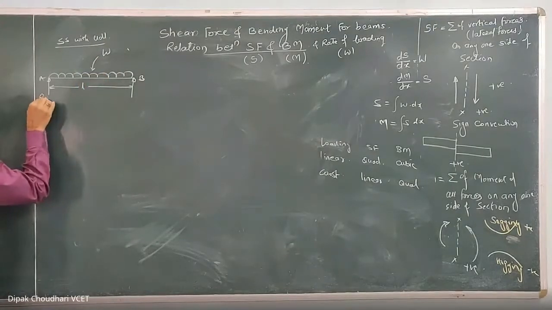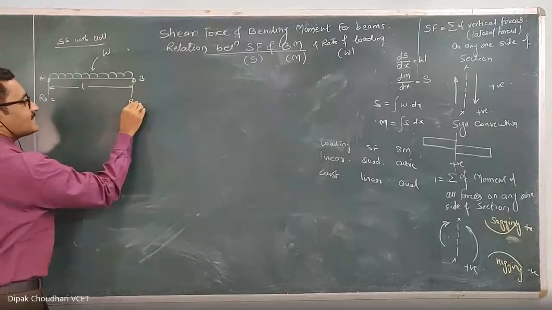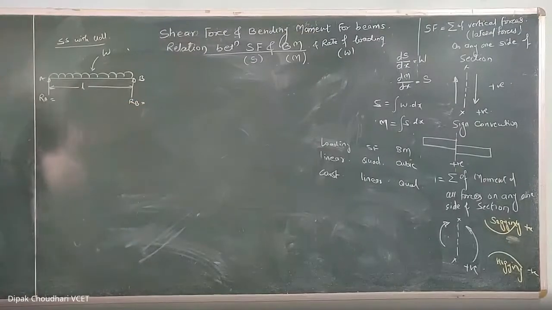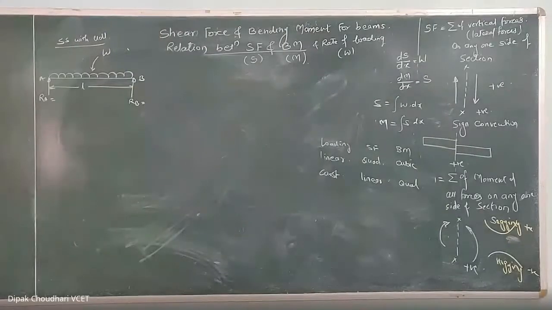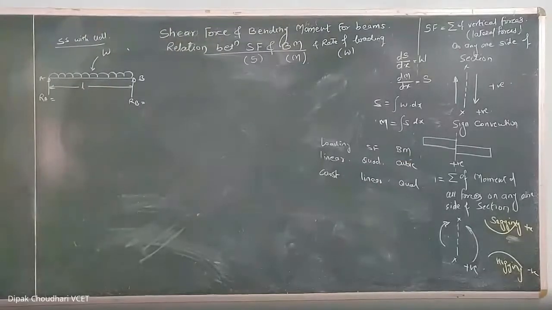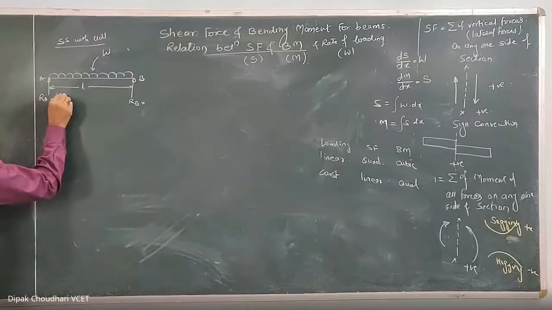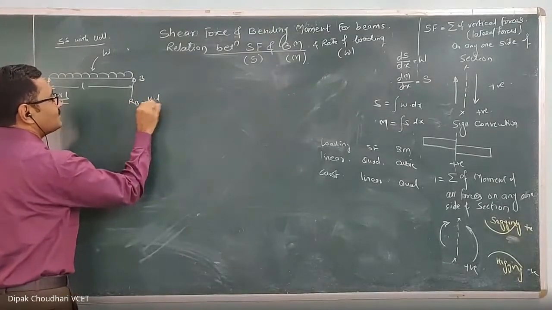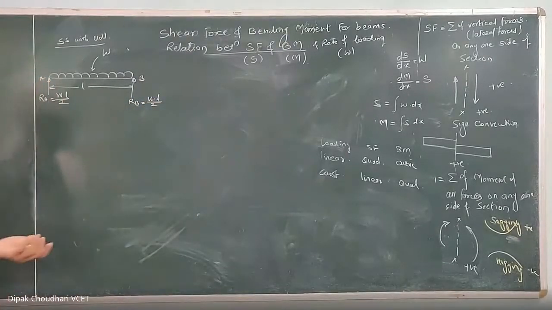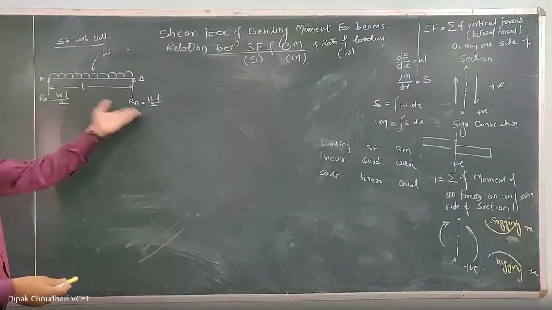Clear? So can you tell me how much is RA and RB? Fast, come on. UDL hai, spread over the entire length, divided by 2. How much? Come on. WL by 2. Right. Okay. So RA is WL by 2 and RB is also equal to WL by 2. By applying the conditions of equilibrium, you can get this RA and RB.